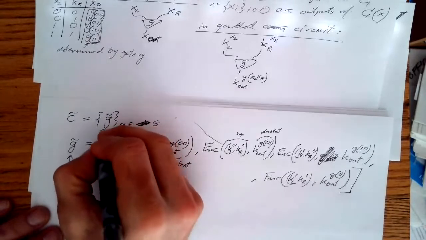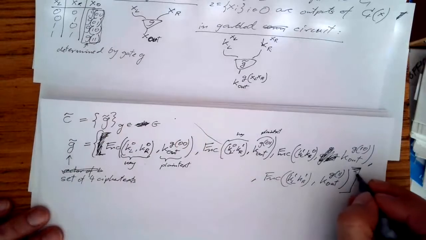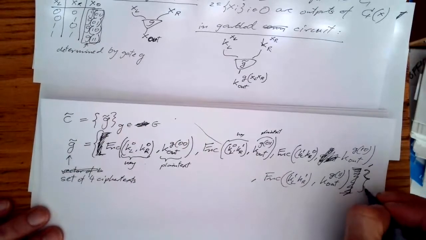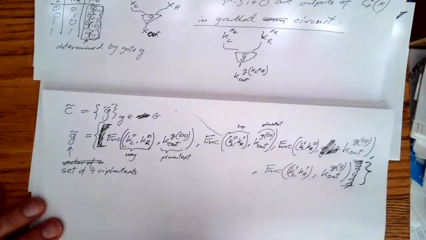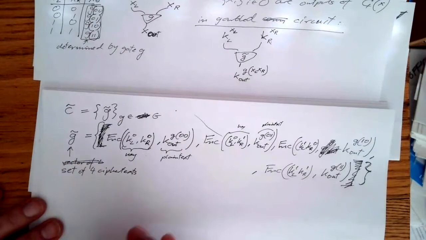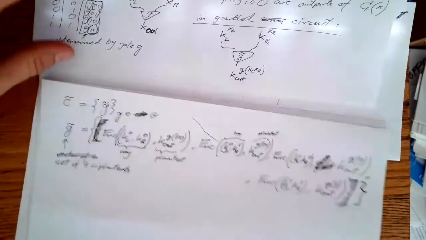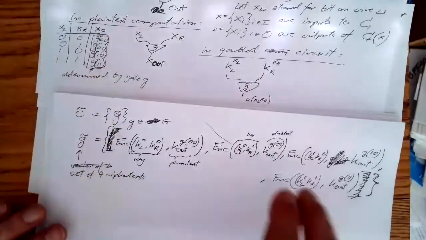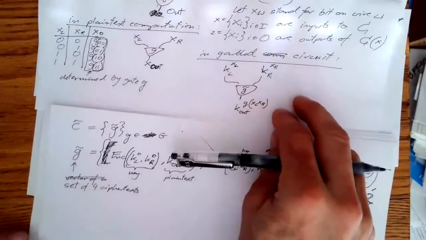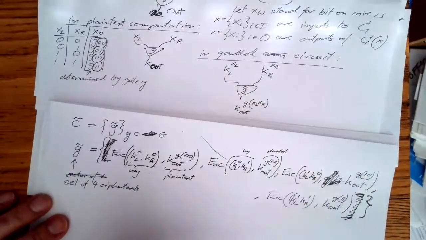Sorry, it's a set. That actually is important, not obvious why, maybe. Okay, that's the garbled gate. What is the evaluation procedure that, given the proper keys, allows you to decrypt a proper output?